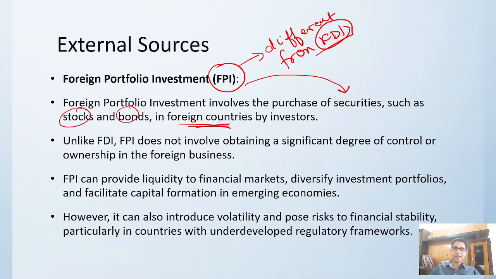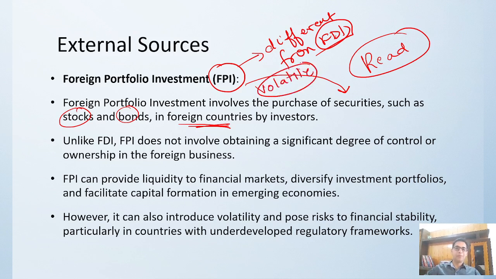foreign countries. Okay, if you ever read the newspaper, you will see that today's stock market crashed because 6,000 crore rupees has been taken away by the FPI, and then you will get news that today the stock market booms because 10,000 crore has been injected by the FPI in our economy, like that. Okay, so FPI is a volatile resource of money, right?